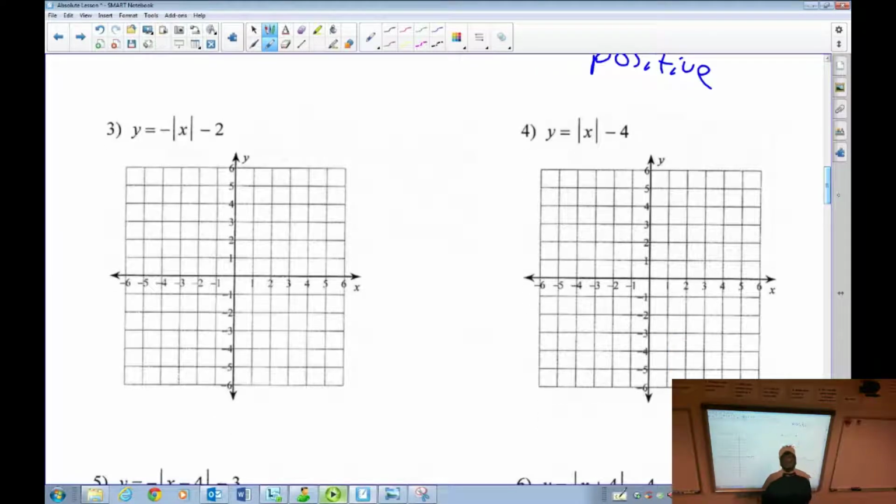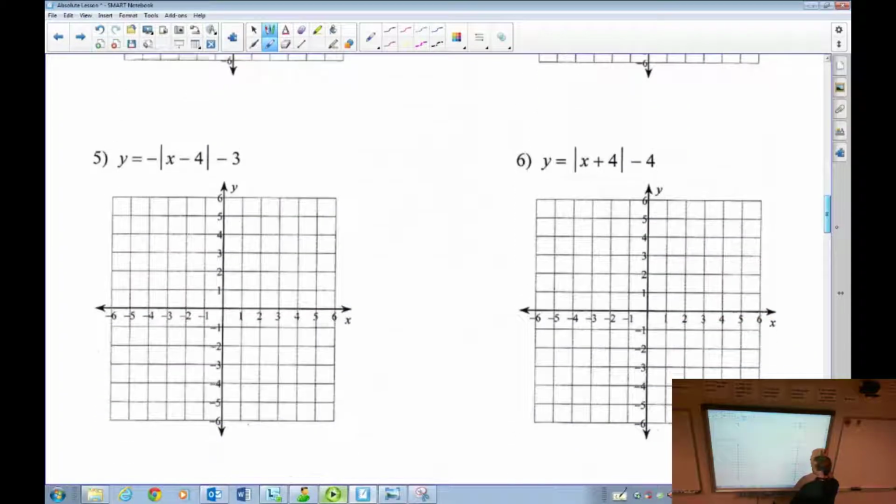Okay, we'll jump down to one of these. Let's do this one, my favorite. Number 4, you saw this on the bell quiz. 1, 2, 3, 4. Did you get that right? Ooh, is it upwards or is it downwards? Well, that has a 1, and it's actually a +1 that's being multiplied with the absolute value of x. So that means it's going to go upwards. Up and to the right, up and to the left.